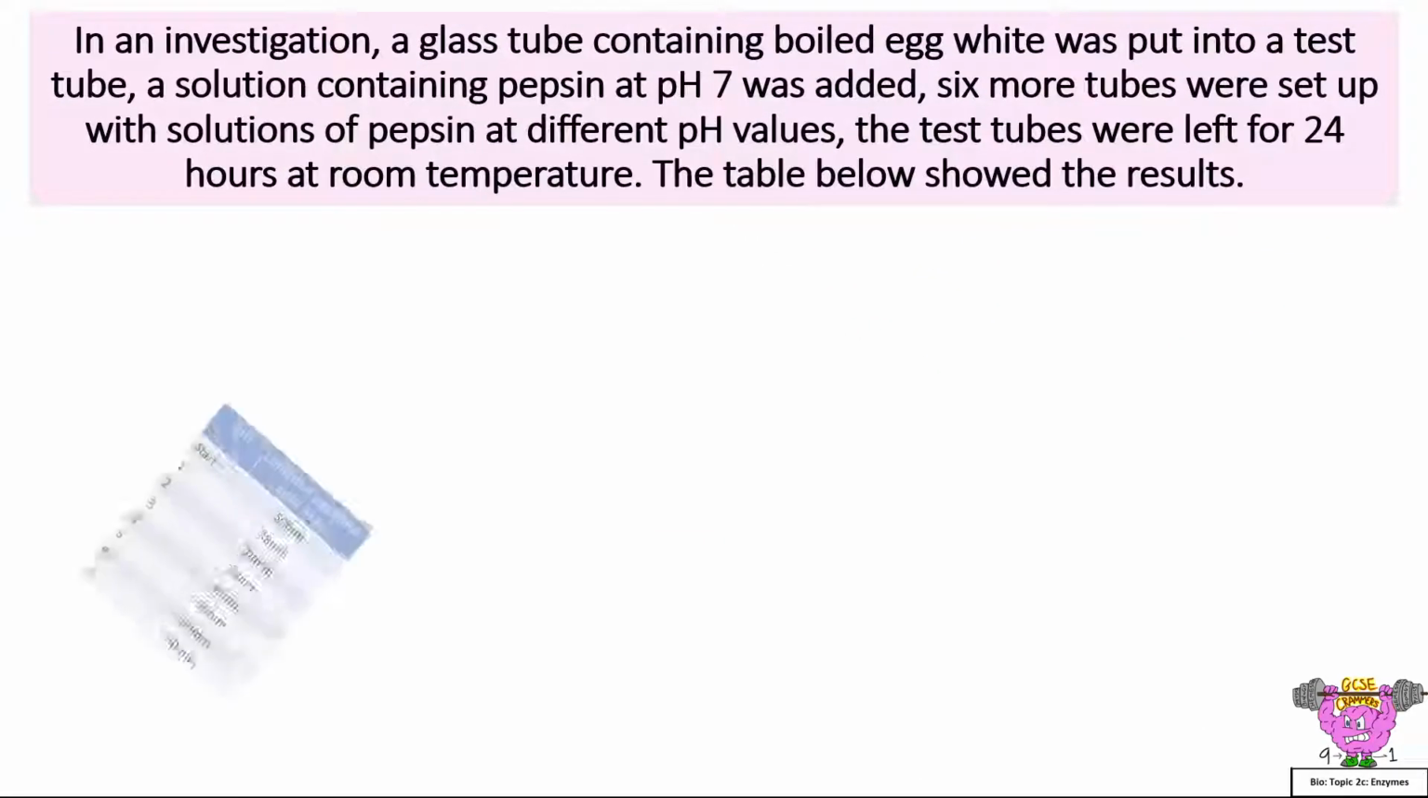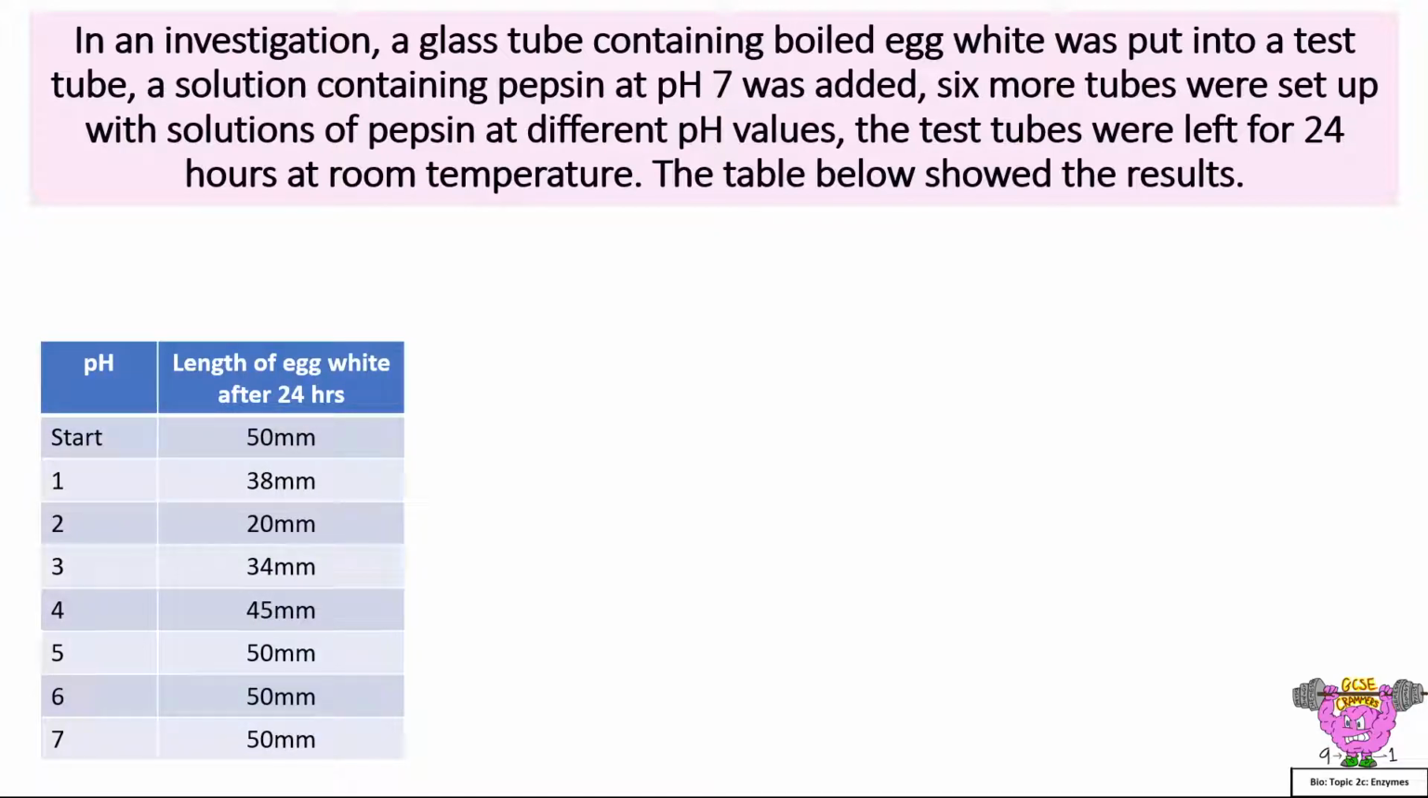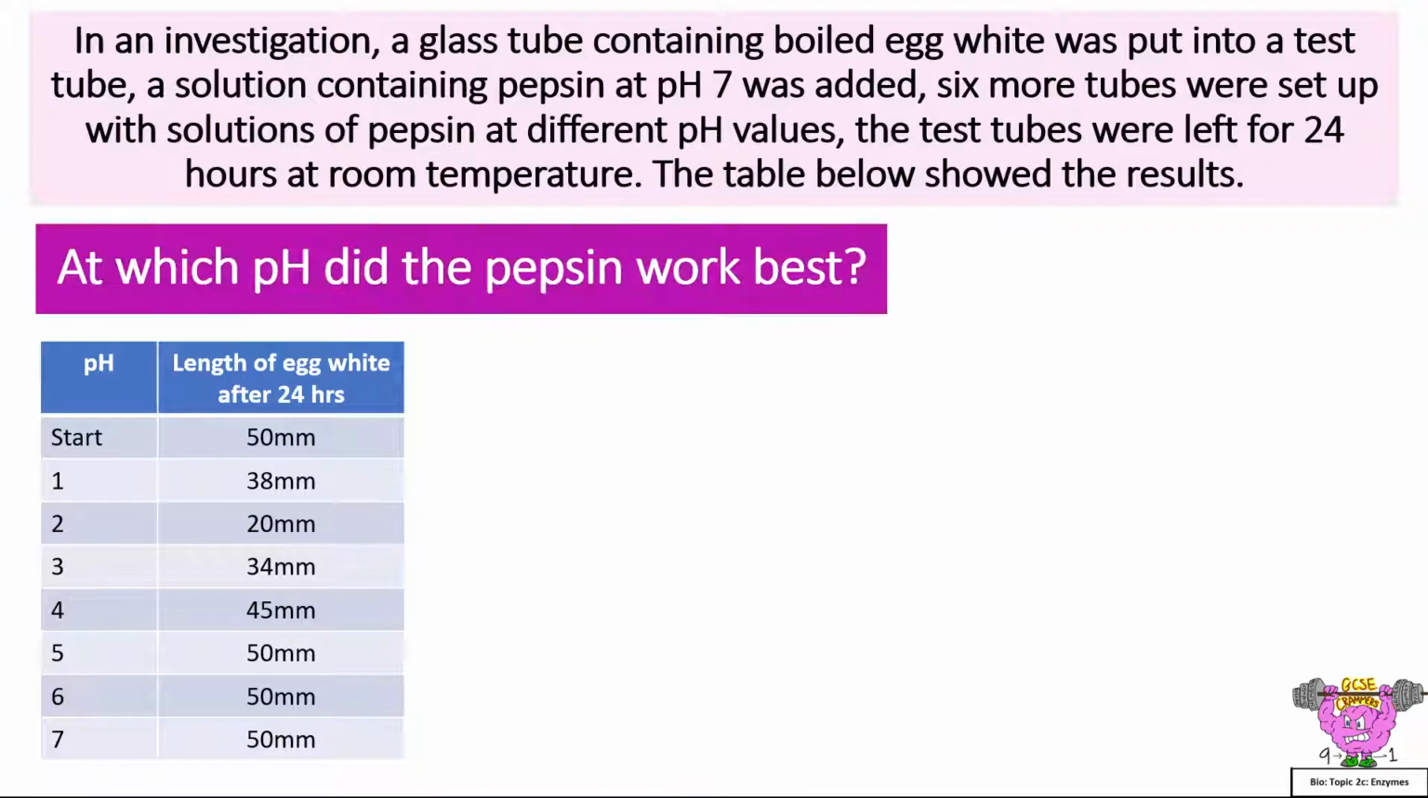In an investigation, a glass tube containing boiled egg white was put into a test tube. A solution containing pepsin at pH 7 was added. 6 more tubes were set up with solutions of pepsin at different pH values. The test tubes were left for 24 hours at room temperature. The table below shows the results. At which pH did the pepsin work best?